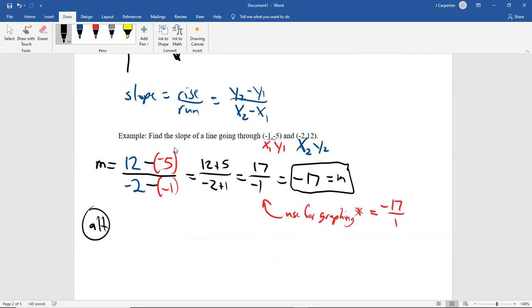I'm going to do the same exact problem again, but I'm going to prove to you by example that the order of the 1s and the 2s doesn't matter as long as you're consistent. The y's have to go in the top, the x's go in the bottom. But now I'm going to do the 1s minus the 2s, or you could pretend I called the first point the second point and the second point the first point. That's another perspective you could take.